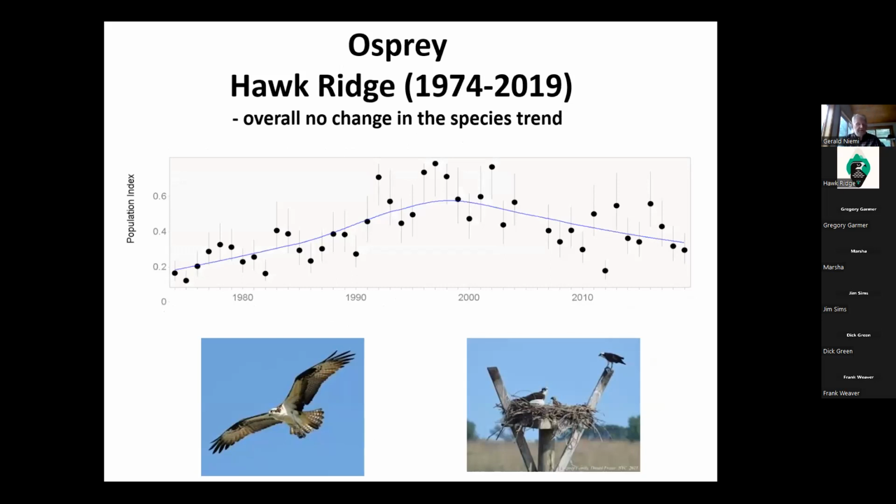So osprey has actually quite an interesting pattern from the counts at Hawk Ridge. I think we've all known that that species has been increasing in a very strong pattern from, again, 1974 to about 1996, 1997, something like that. And then now it's sort of tapering off, even showing, shall we say, a slight decline in our counts at Hawk Ridge.